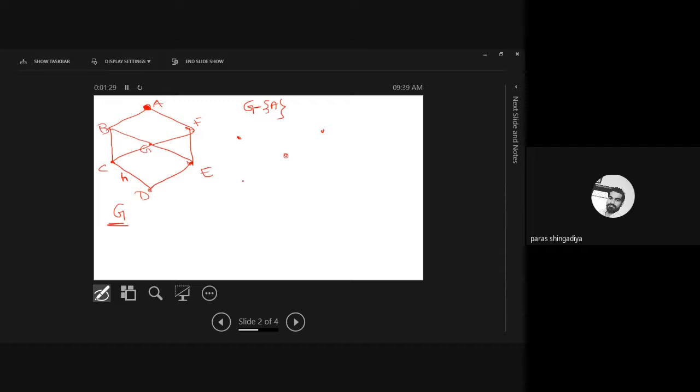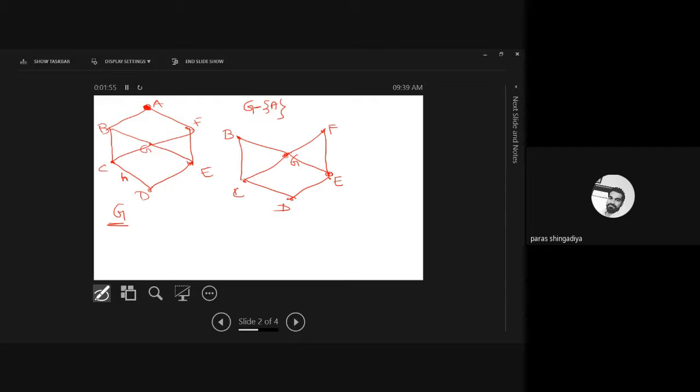Clear? Just delete this vertex A and now draw the remaining part here. That is G, this is F, E, that is B, C and B. Clear? That will be your remaining graph. That is the solution of the first one.